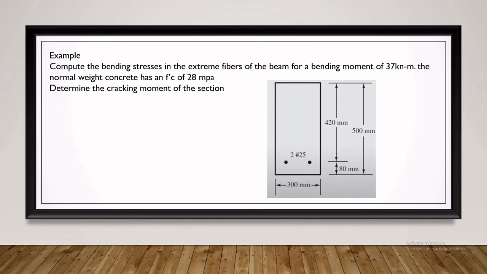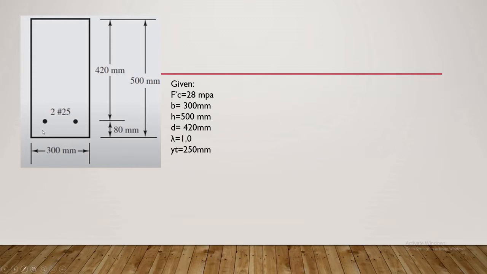Okay, so proceed tayo. Dito sa figure, sabi meron daw tayong 2 na 25 mm diameter na bar, and meron tayong given na effective depth na 420 millimeters and height given na 500 millimeters, and yung 80 mm natin na effective cover. Okay, so given din yung base na 300 mm.